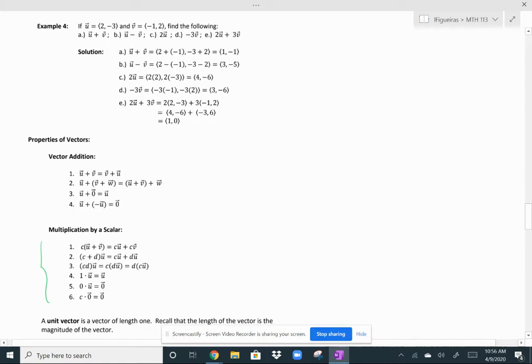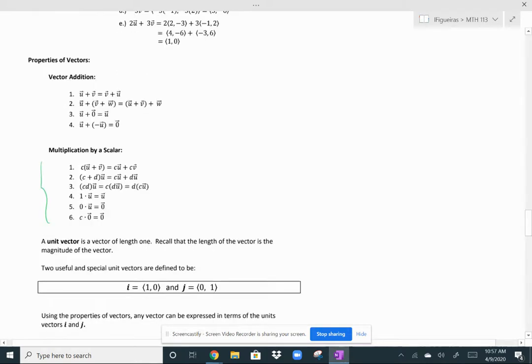1 times vector u is just u. 1 doesn't change the vector. Magnitude or direction stays the same, so that's like the identity property. 0 times vector u is just 0. And c times vector 0, that's also just 0.